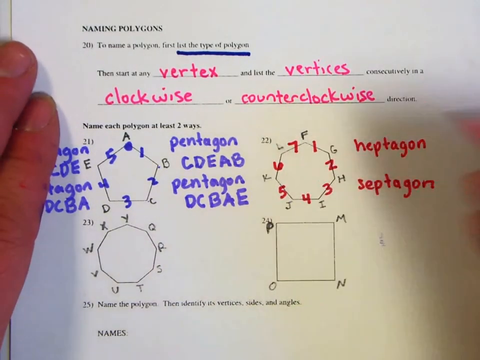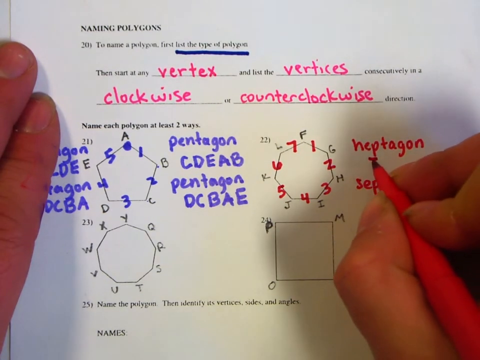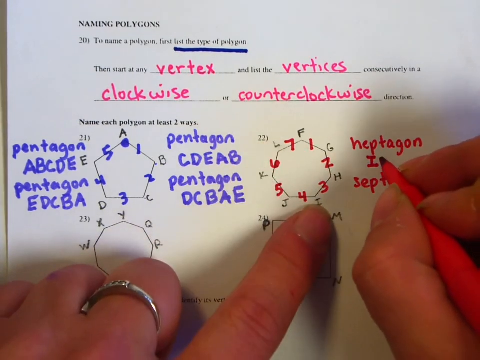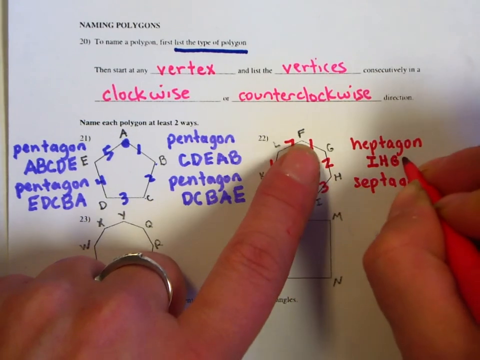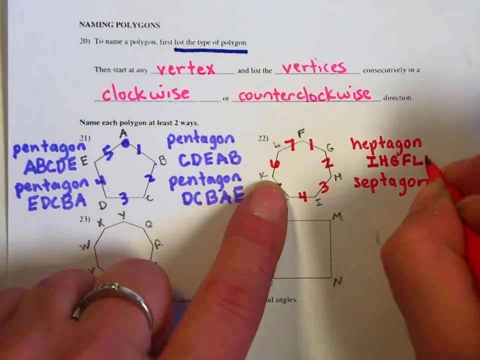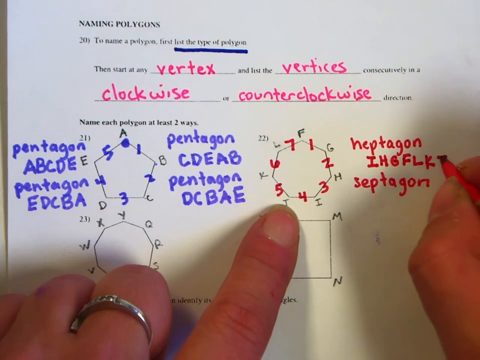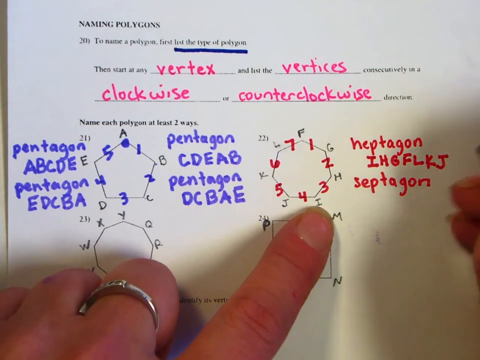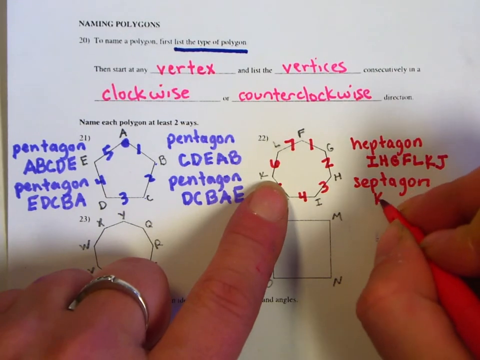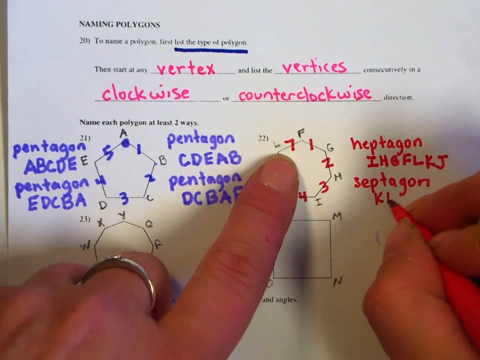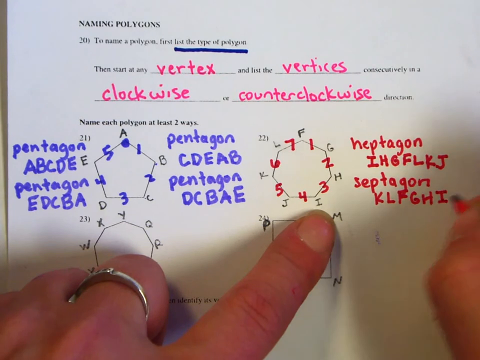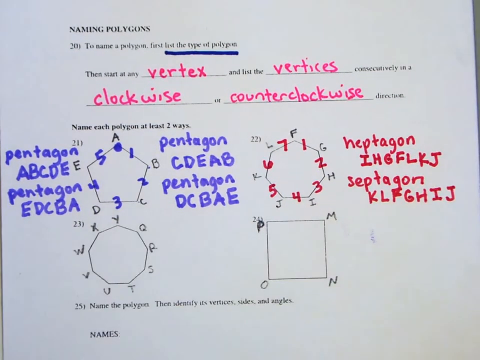I'm allowed to start at any vertex that I would like. So let's say I start at vertex I. If I want to go counterclockwise, I would do I, H, G, F, L, K, J. And then that brings me back to I. Now let's say I started with vertex K. I could go clockwise: K, L, F, G, H, I, J. Both of those are acceptable names. There are plenty of other acceptable names for this figure.